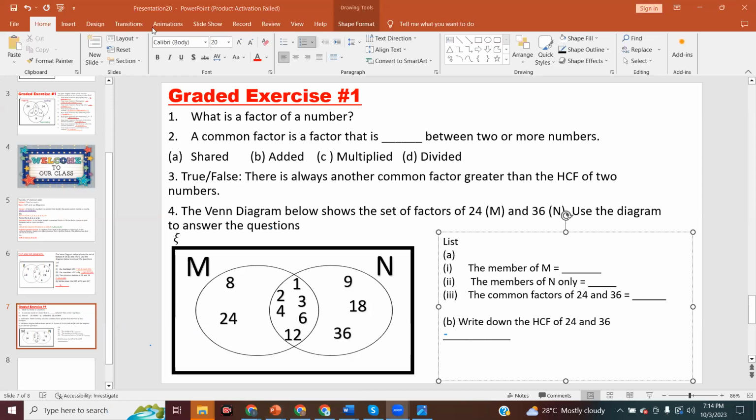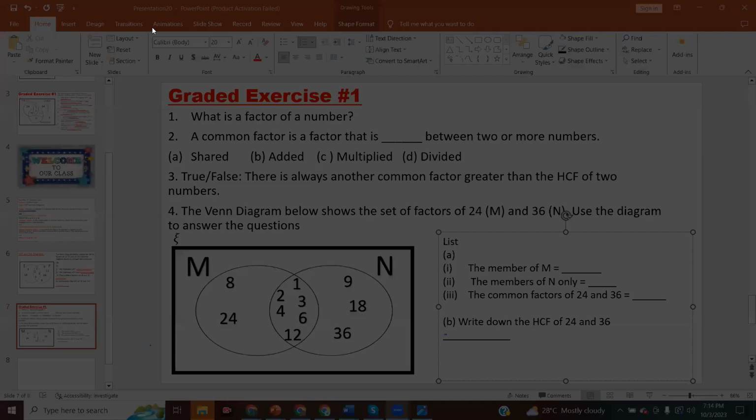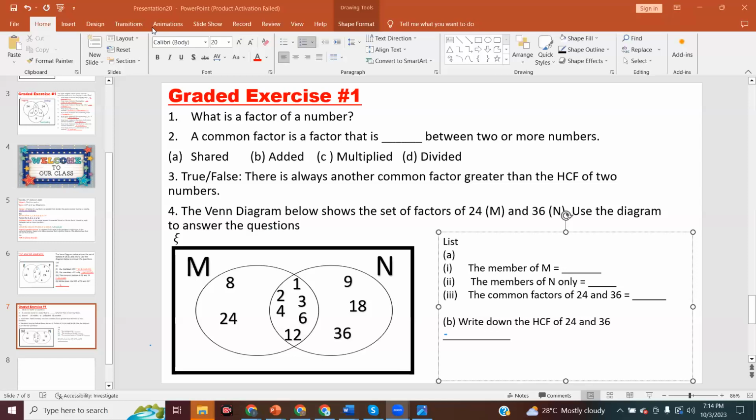Once you are finished with your work, take a picture of it and send it to me via WhatsApp. Not only the work, but also the notes as well that we had from the first slide. Again, once you finish with your work, take a picture of it and send it to me via WhatsApp, along with the notes that we did from the beginning.